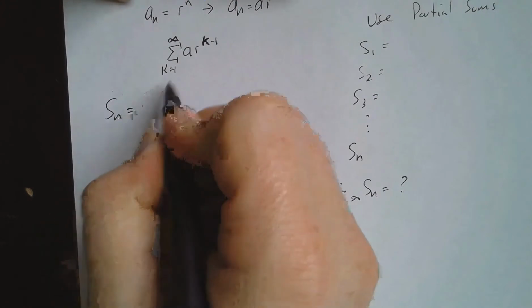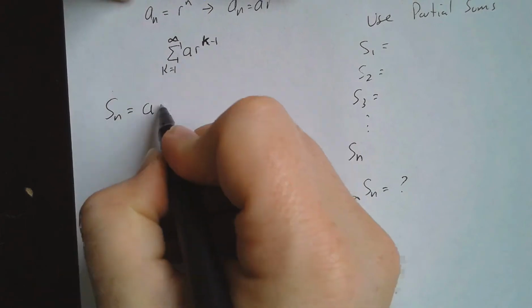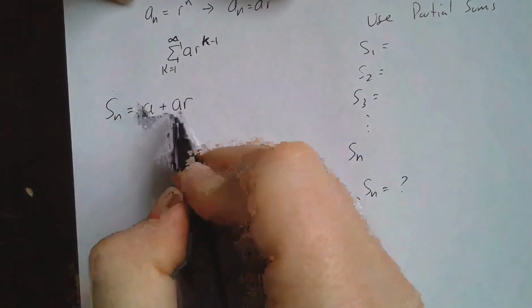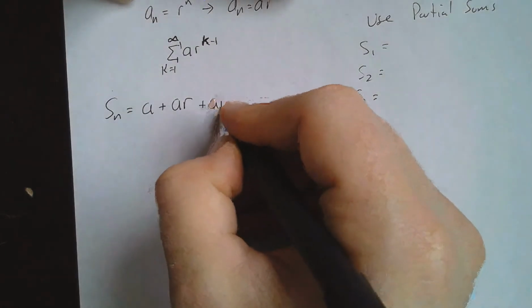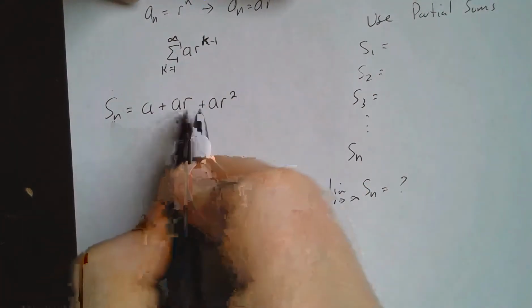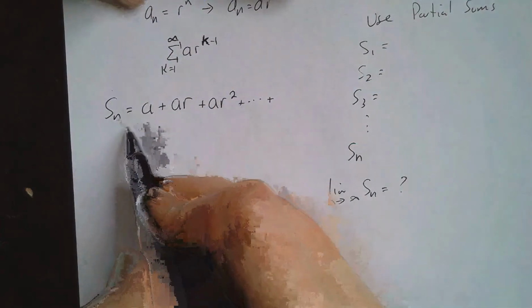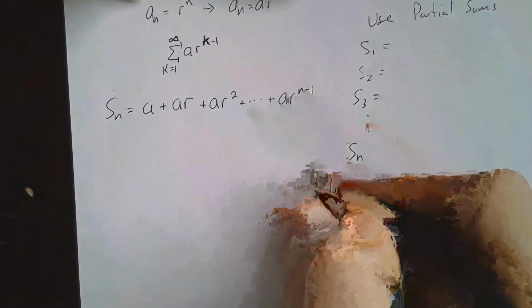If I plug in 1 to this equation right here, I'm going to get a, and then r is to the power of 0, so no r. That's s sub 1. S sub 2 will be, if I plug in 2 now, a r. Technically, these two pieces together are s sub 2. Then s sub 3 would add a r squared, and this is the third term plugged in. I continue this pattern until I end up with plus, if I plug in the nth value, a r to the n minus 1. So this is s sub n.